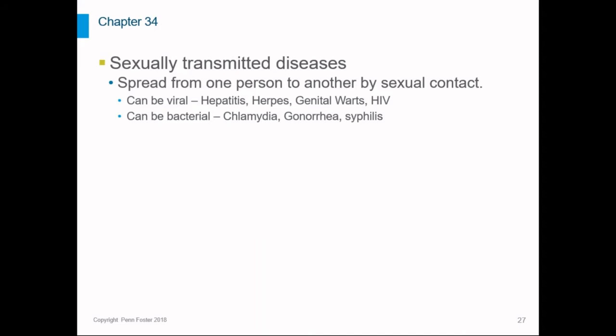And though they mostly concern the immune system, the textbook also has a section in this chapter about sexually transmitted diseases. These are either viruses or bacteria that spread from one person to another by sexual contact. Some examples of viral ones are hepatitis, herpes, genital warts, and HIV. Some bacterial ones are chlamydia, gonorrhea, and syphilis.